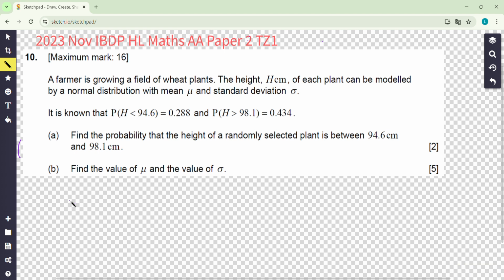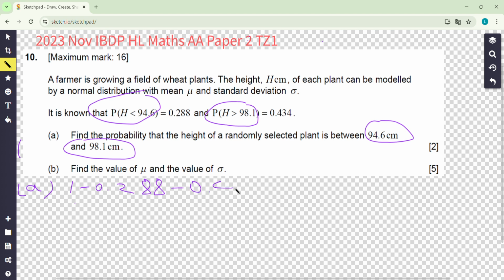Question 10 is about probability. First, part A is between these two values, but the other is given, so the total probability is 1. So the required probability is just 1 minus 0.288 and minus 0.434. After the calculation, you can get 0.278. Got it? Well done.